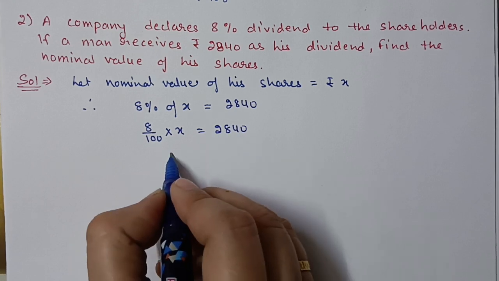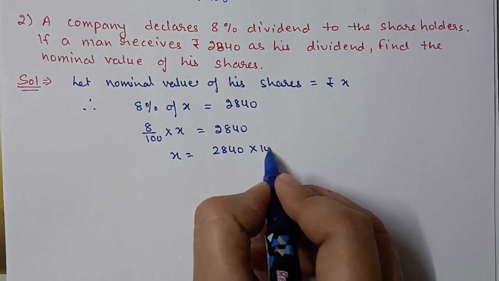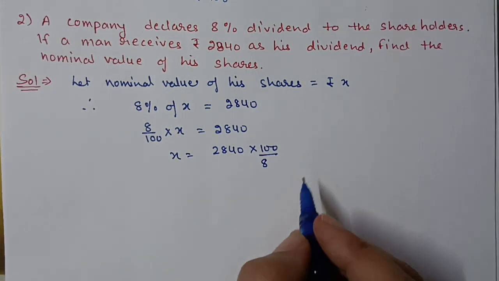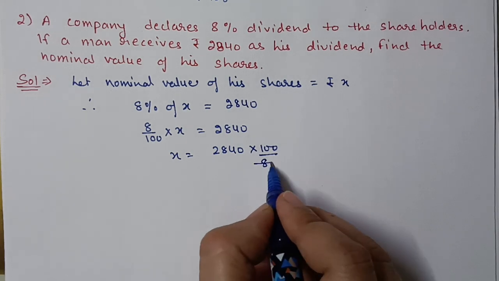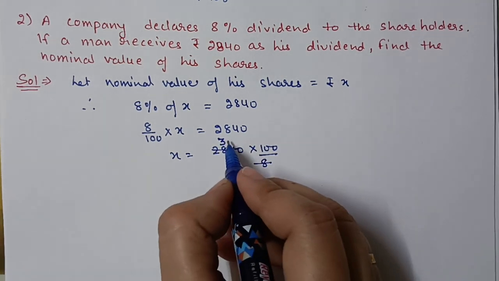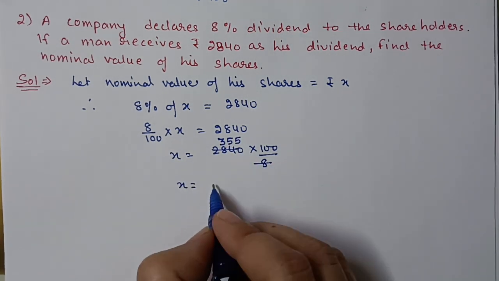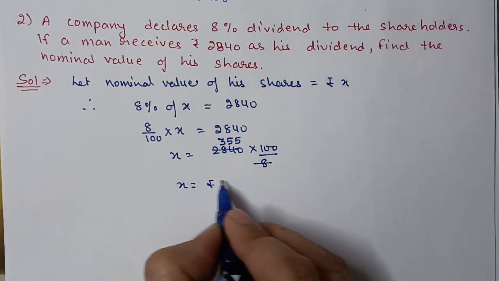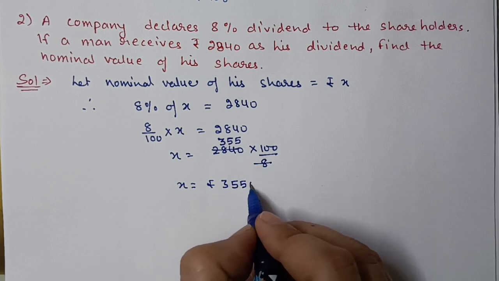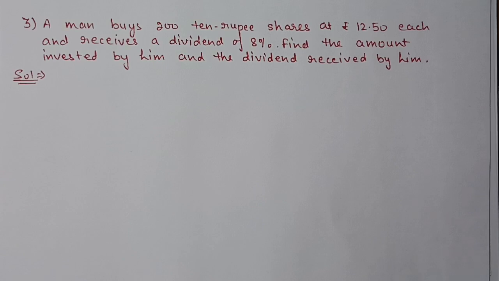2840. x you can keep here and the rest of the numbers you can shift to the other side. 100 will go for multiplication, 8 for division. You can cancel out. 8 3s are 24, then 44, 8 5s are 40. So the value for x is coming 35,500 rupees.